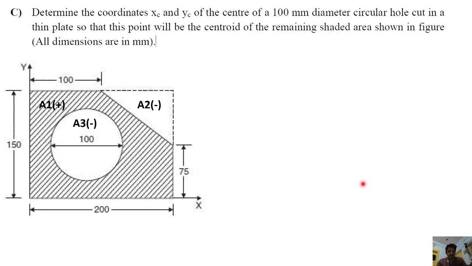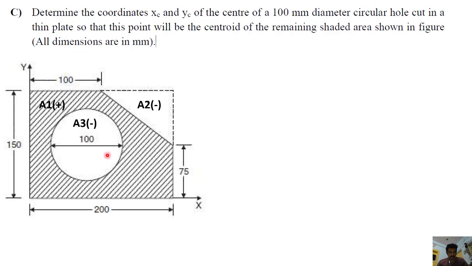Okay friends, today we will solve this numerical. Determine the coordinates xc and yc of the center of a 100 mm diameter circular hole cut in a thin plate so that this point will be the centroid of the remaining shaded area shown in the figure. Okay, all dimensions are in mm.